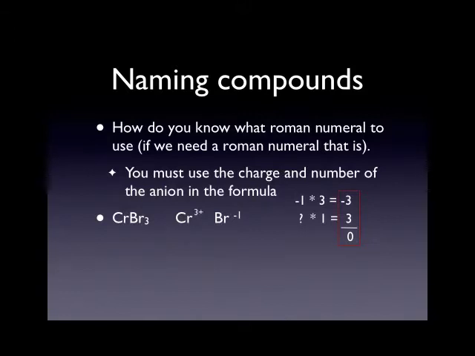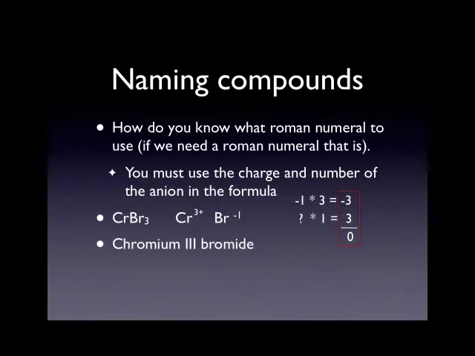They need to balance out to equal 0. So -3 and +3 are 0, and that means chromium has a +3 charge. That will cancel them out. So, in this case, that is chromium 3, and that's all we're really trying to figure out. So when we name it, it's chromium, Roman numeral 3, bromide.